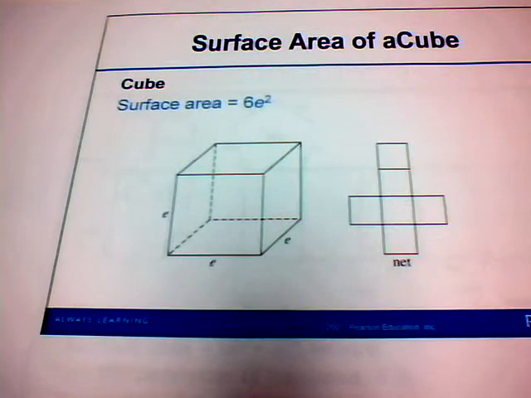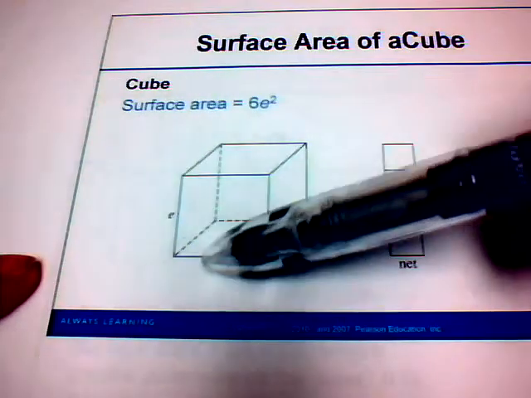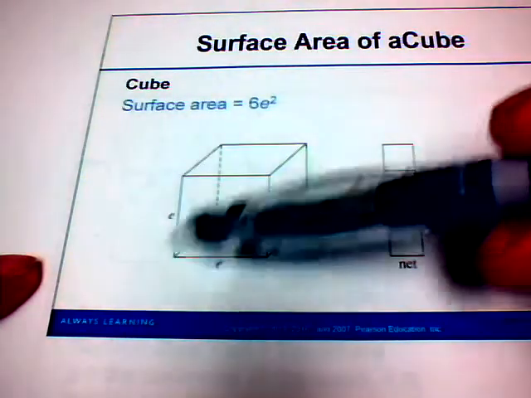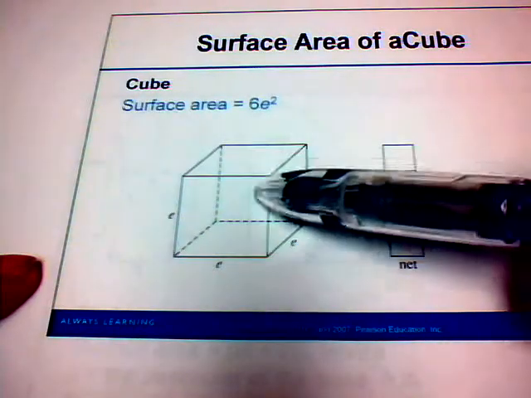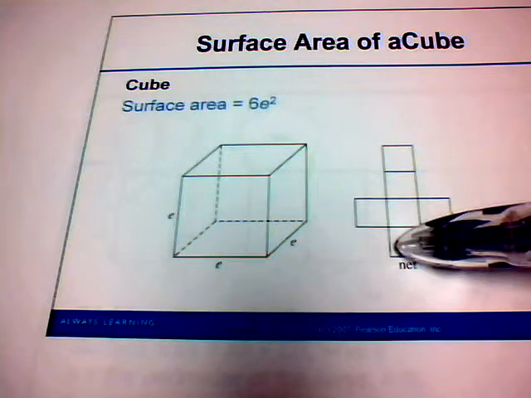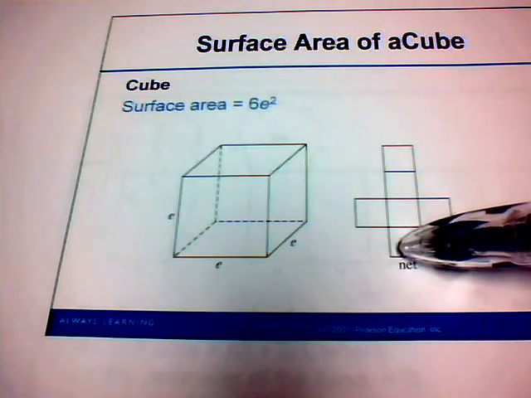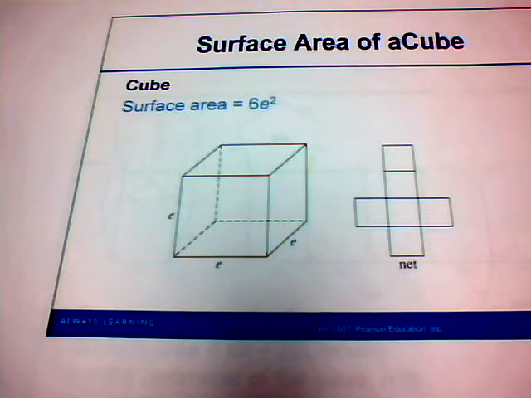We'll start off with a cube. The surface area of any cube is going to be 6 times e squared. In this case, the e is the edge of this cube. And this is what it looks like as a net if you were to cut out the cube altogether to make it a 2-dimensional figure. It will look like this, 2 dimensions.